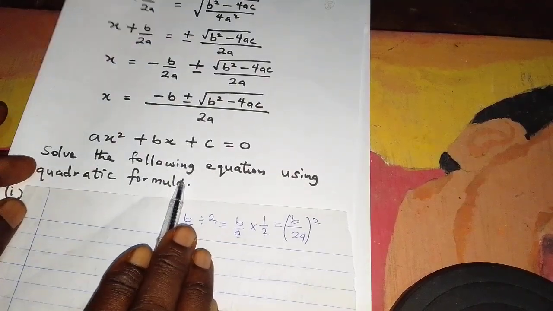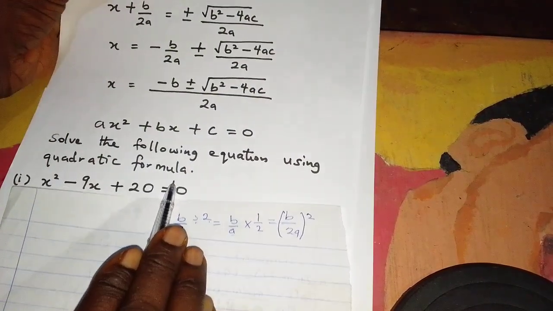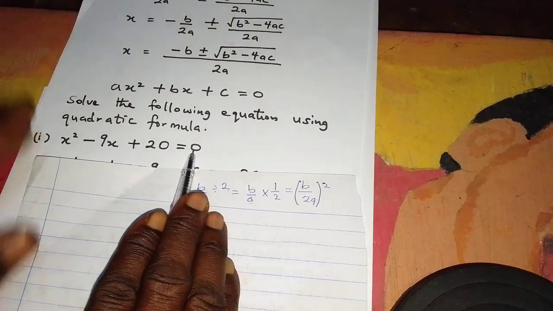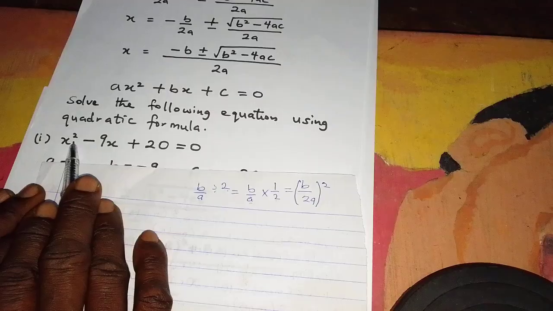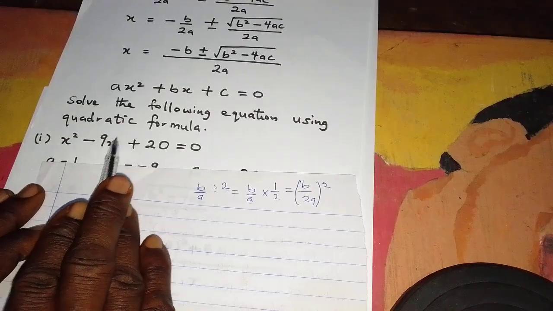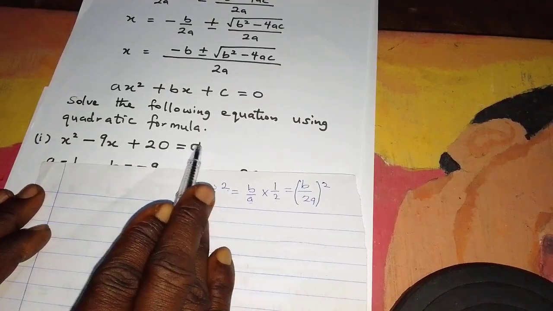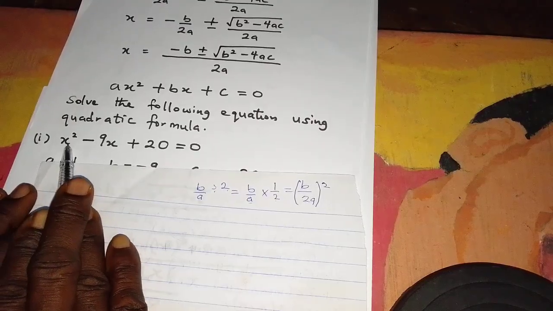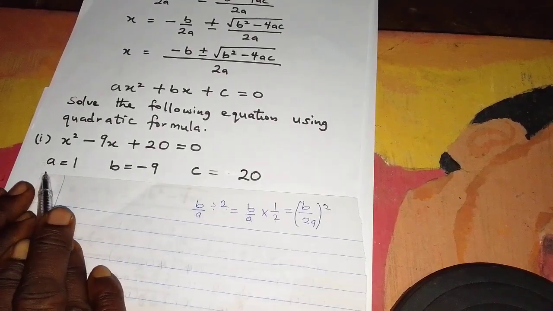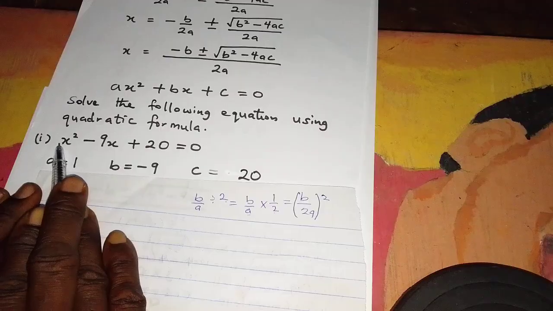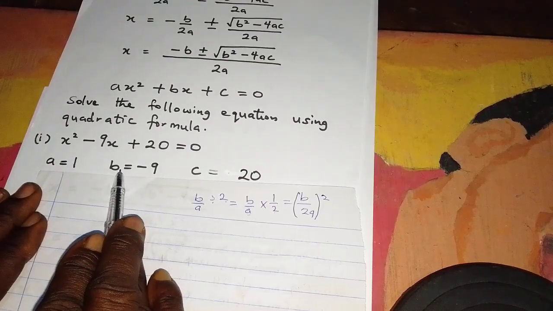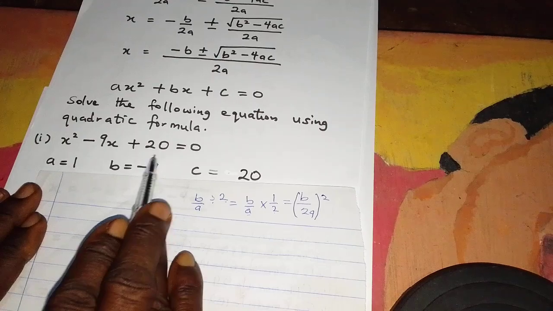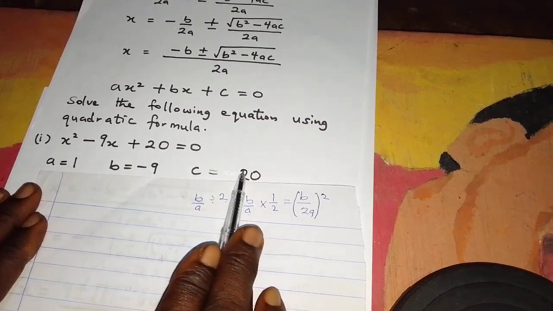Now let's solve the following quadratic equation by the quadratic formula. If the equation is x squared minus 9x plus 20 is equal to 0, let's first of all find the values for our a, b, and c. Our a is what? The coefficient of x squared here is 1. b is the coefficient of x, which is minus 9.